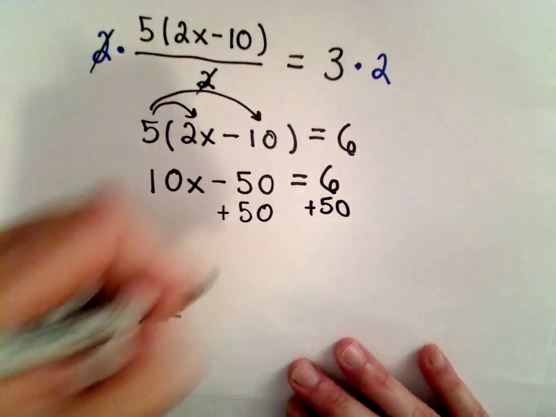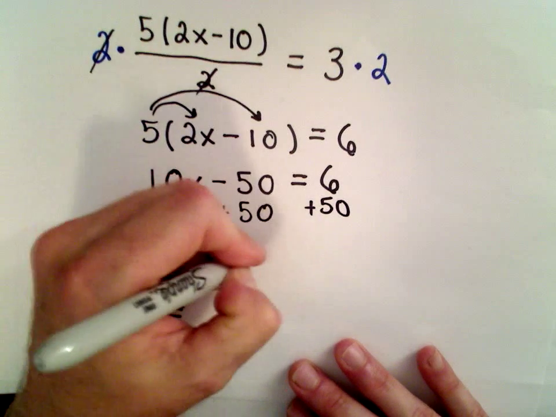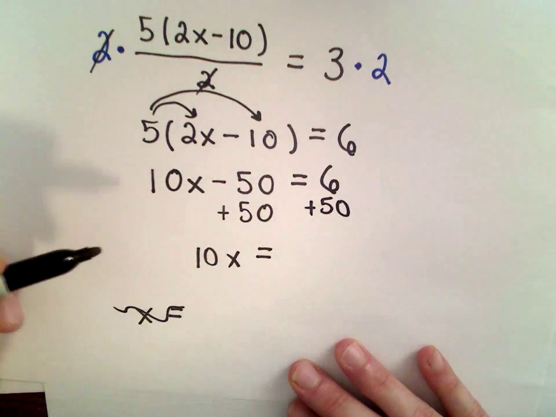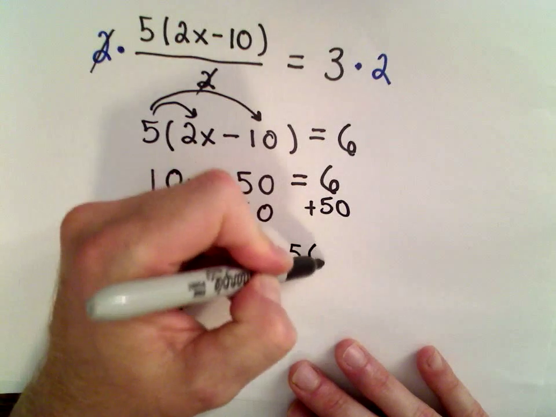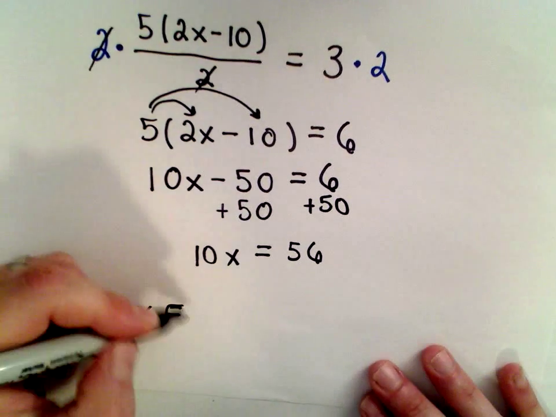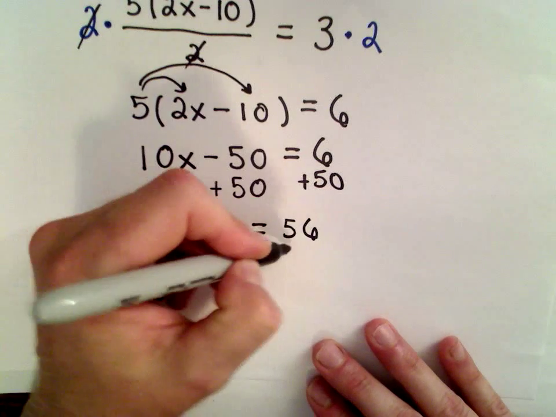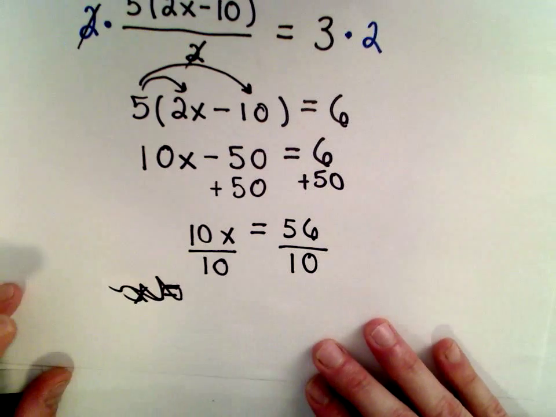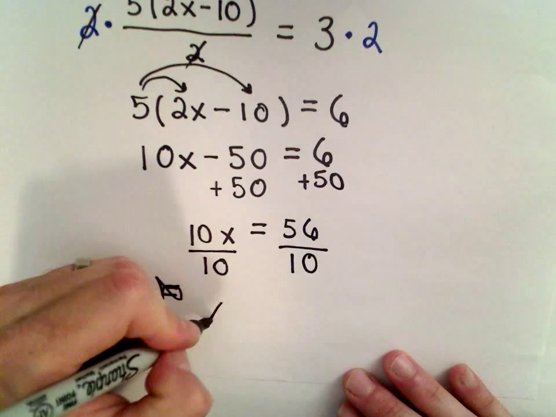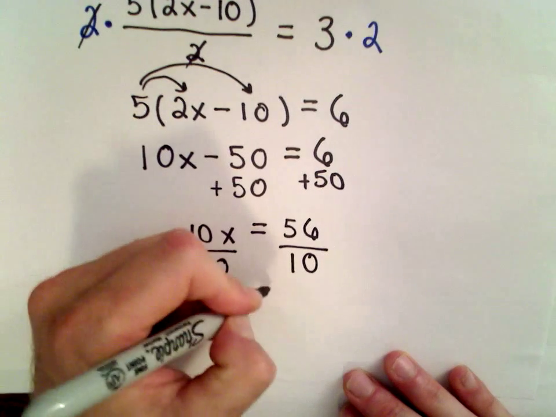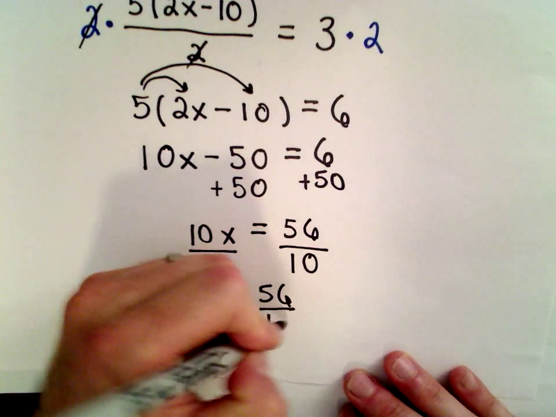So now I'm left with 10x equals 6 plus 50, which is 56. Almost there. Since I'm multiplying by 10, now I'm going to divide both sides by 10. Well, 10 divided by 10 is just 1x. We have 56 over 10.